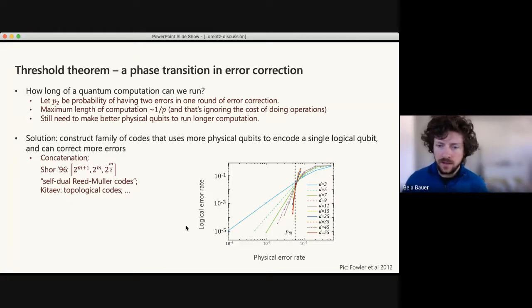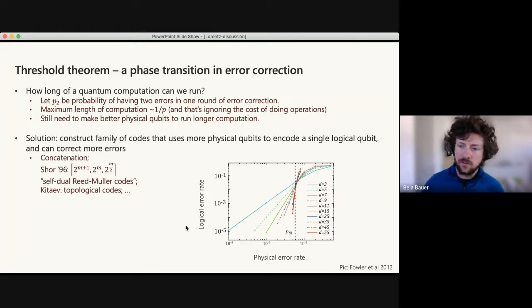But the key takeaway is that what all of these families of codes achieve is that if you make them bigger and bigger, the logical error rate gets smaller and smaller if your physical error rate is below some threshold. If your physical error rate is above some threshold, it gets worse and worse if you make the code larger and larger. And if it's below some threshold, it gets better and better. If this sounds like a phase transition, that's because that's exactly what's going on. This can be viewed as a classical type of phase transition in the ability of these codes to correct errors.